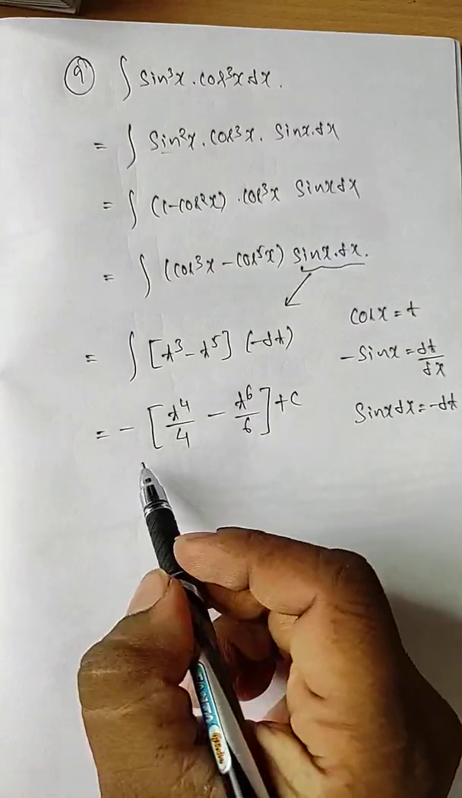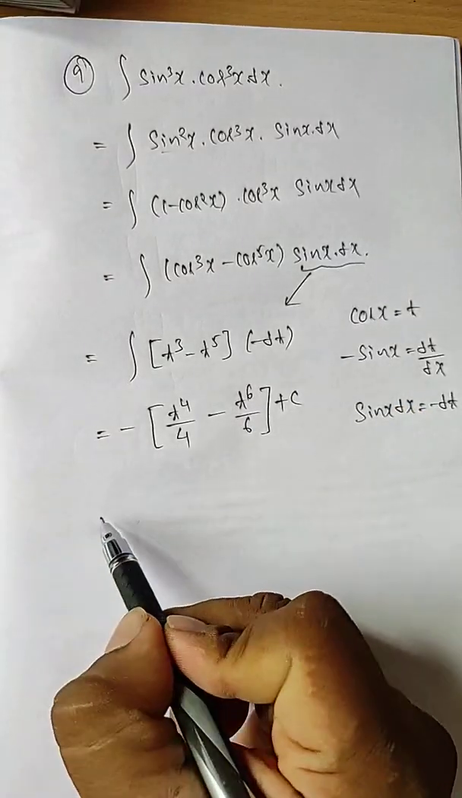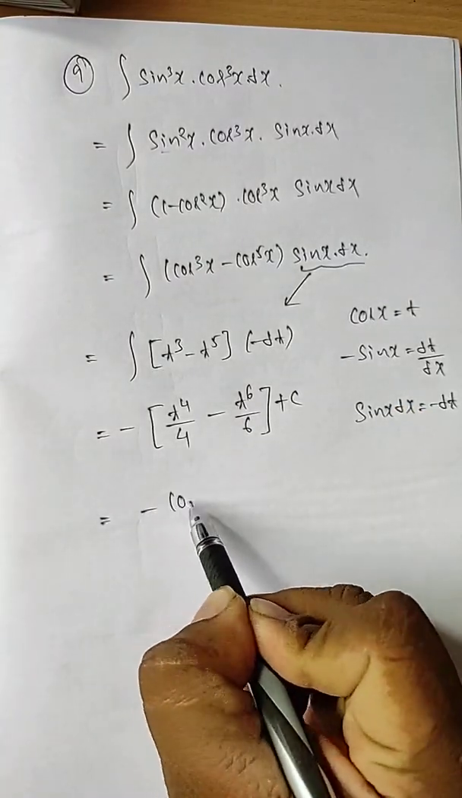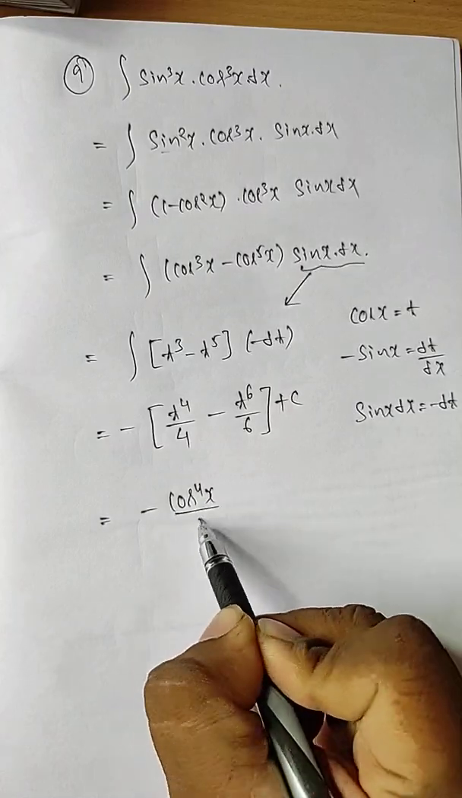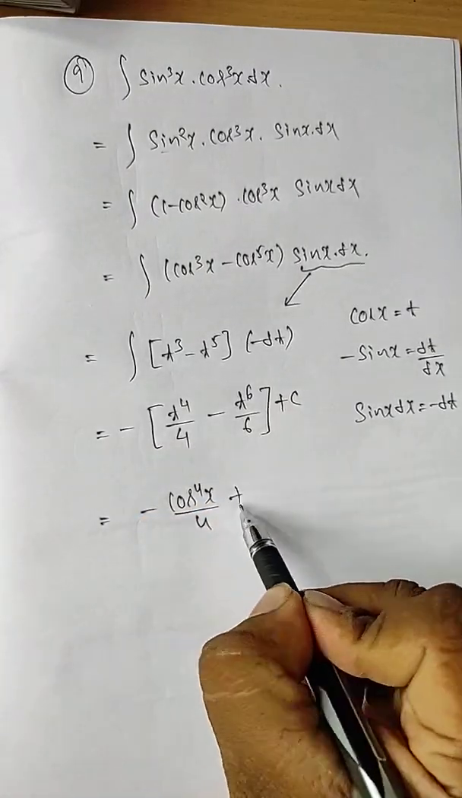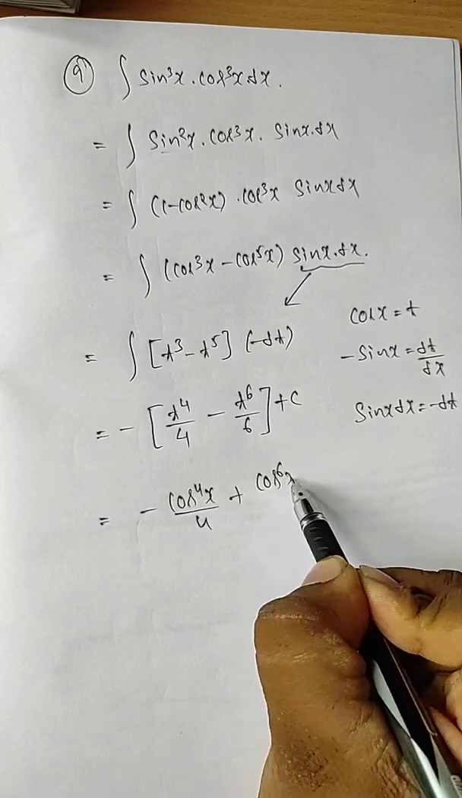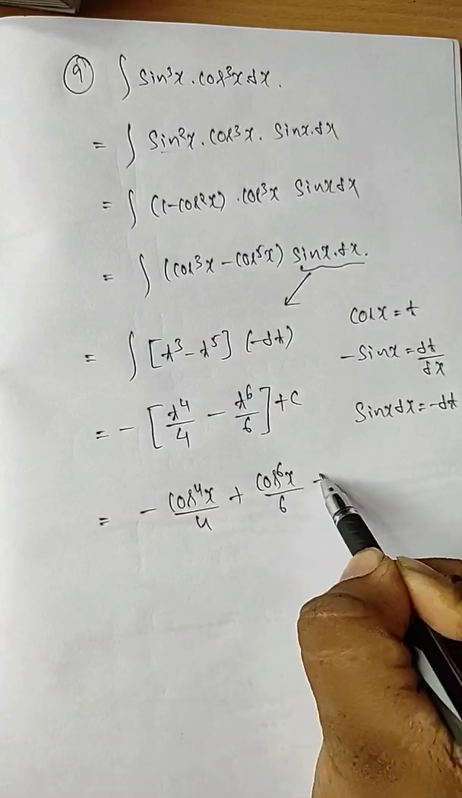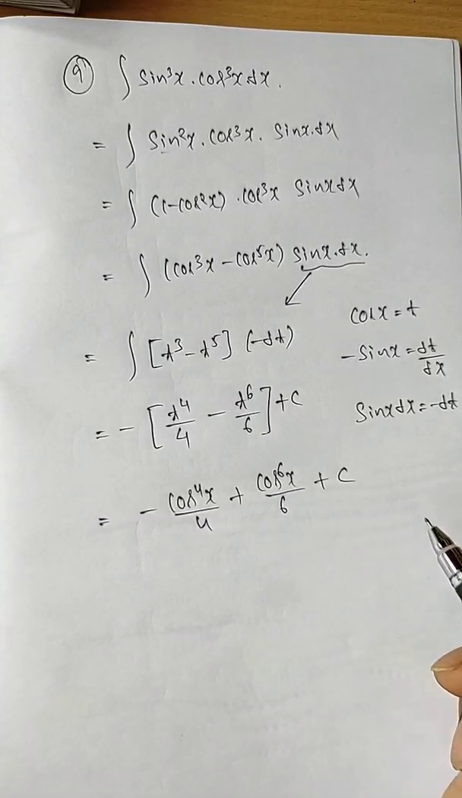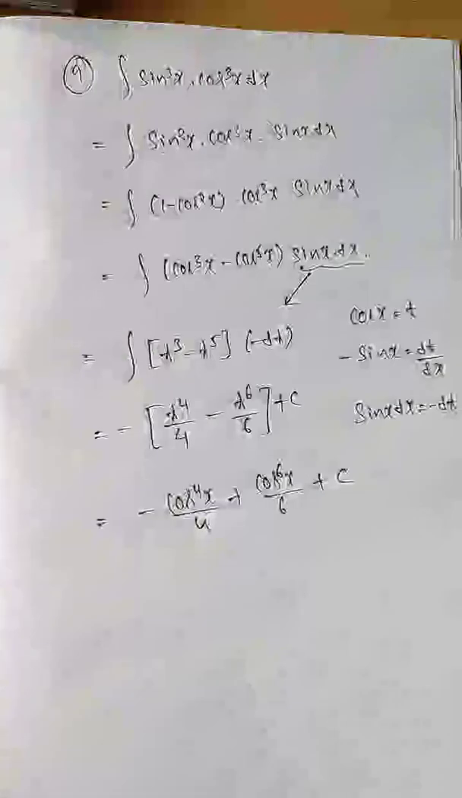So what is t? t means cos x. So minus cos to the power of 4 x by 4 plus cos to the power of 6 x by 6 plus c. Is it clear? Is it okay?